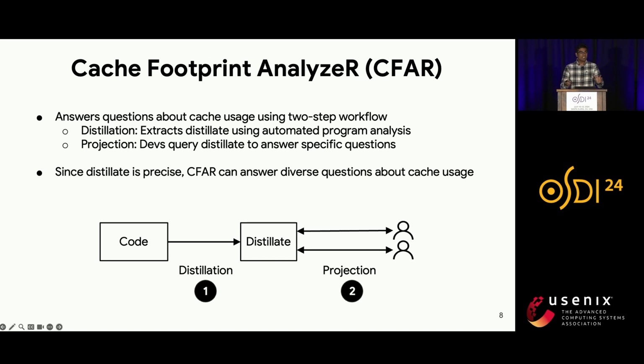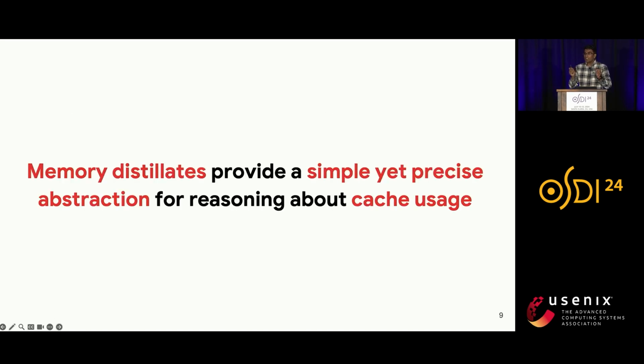So I will get into the details of CFAR in the rest of the talk, but if there's one thing I want you to take away, it is that memory distillates provide a simple yet precise abstraction for reasoning about cache usage. They're precise because they contain all the information relevant to how the code accesses memory, but they're much simpler than the code itself because they discard everything else.